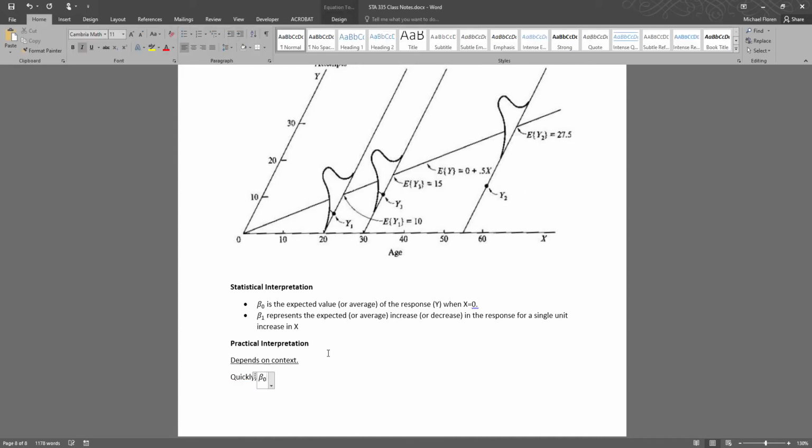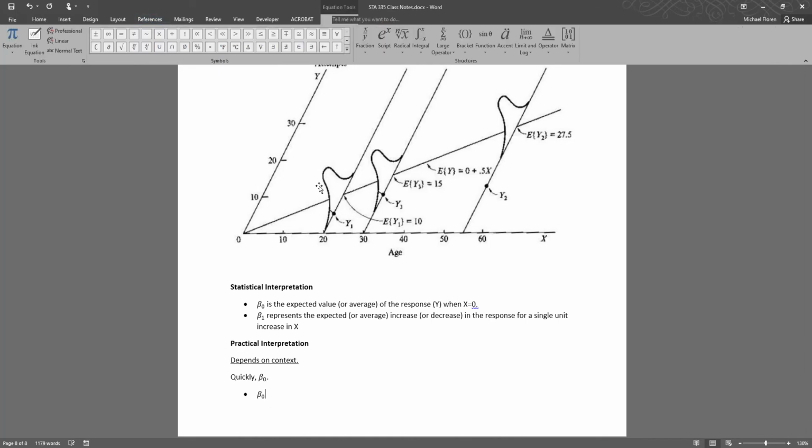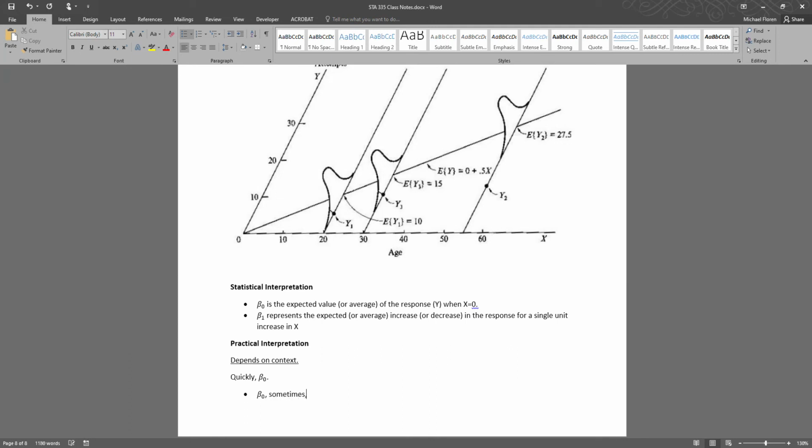So beta 0 has some weird things that happen with it when we move to practical interpretations. Namely, beta 0 sometimes doesn't have a practical interpretation. That is, it doesn't make any sense. We'll talk about a case where it doesn't make sense, and that's because it doesn't have an interpretation. And we'll talk about a case where maybe it doesn't make sense, but it still does have an interpretation, and we'll hit that in just a bit.